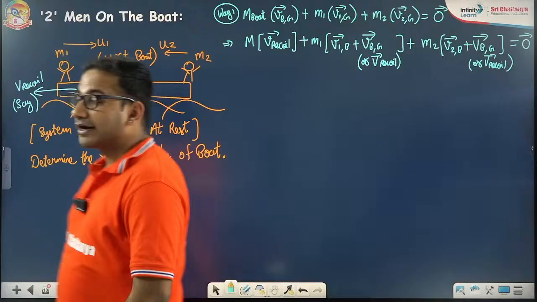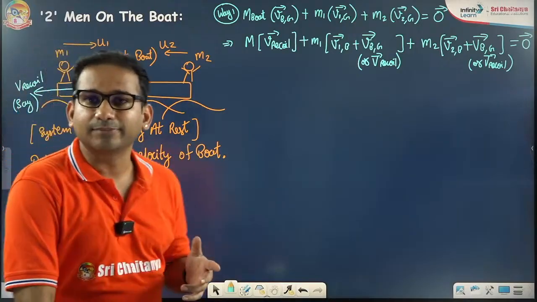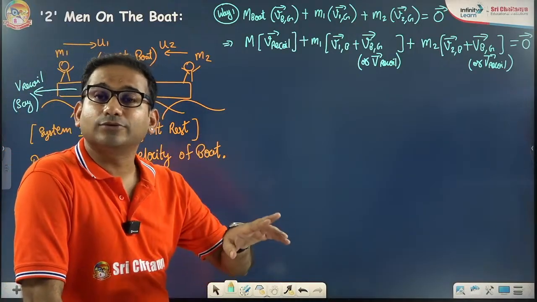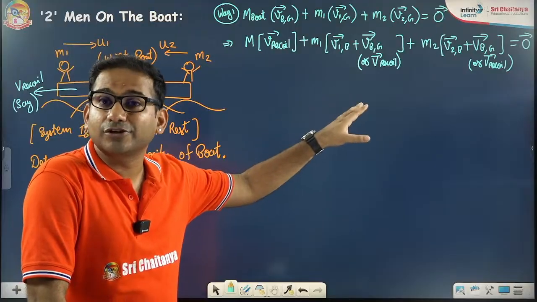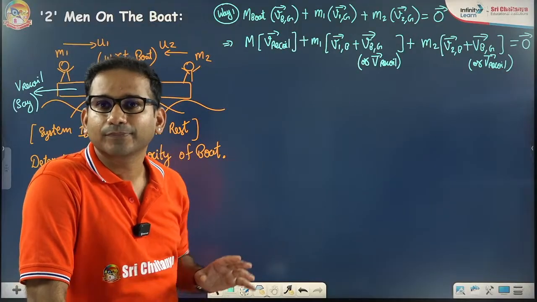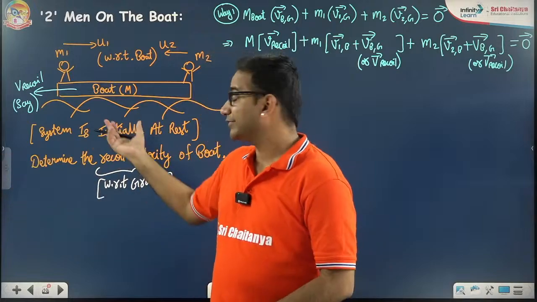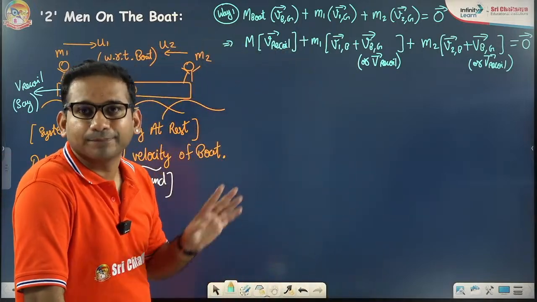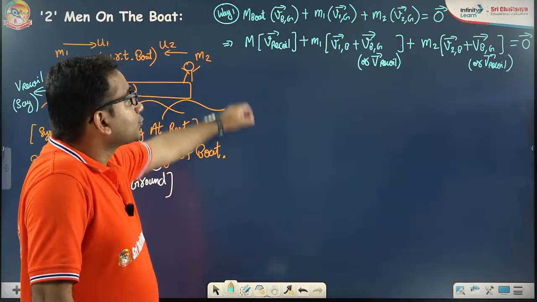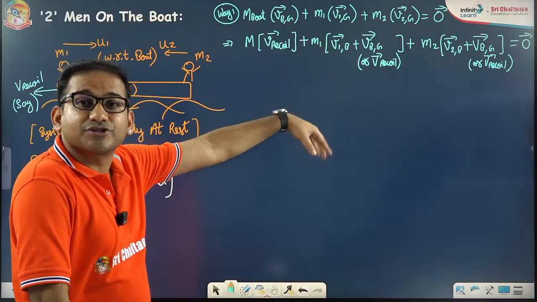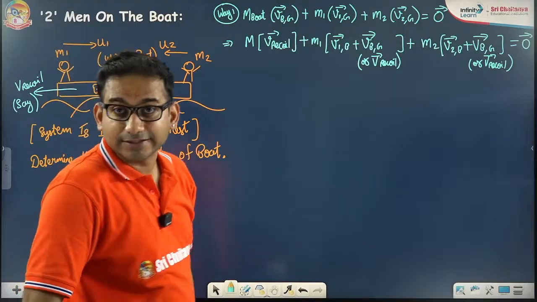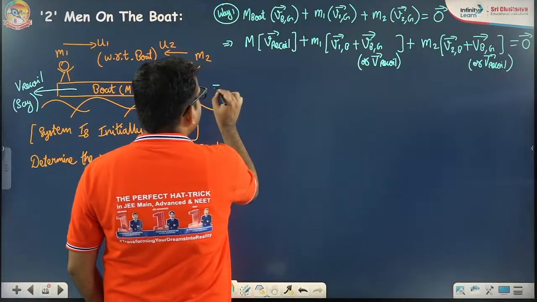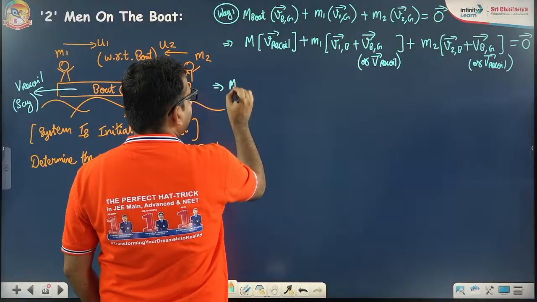So I have just applied the relative velocity statement. We are basically applying conservation of momentum with respect to ground, because recoil velocity was asked with respect to ground, although the given velocities were with respect to boat. So what to do? We will write it this way, and then I will substitute everything along with the plus minus sign.